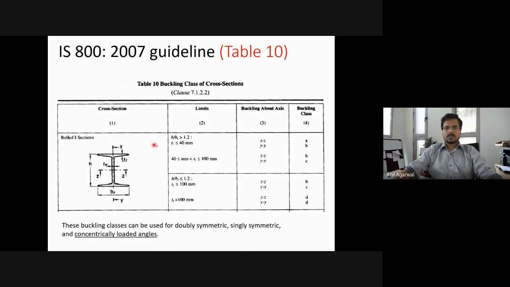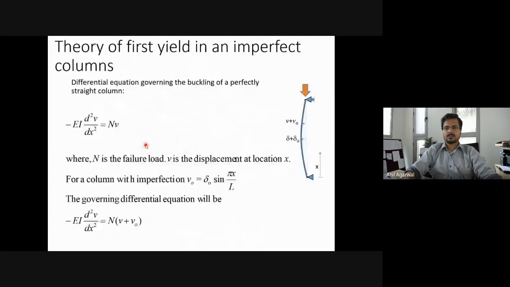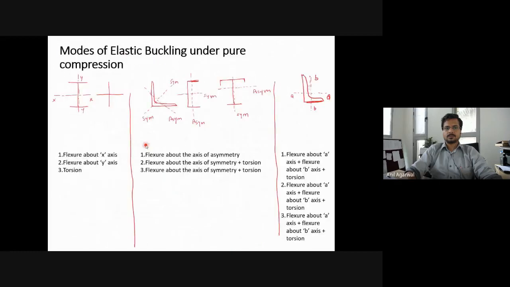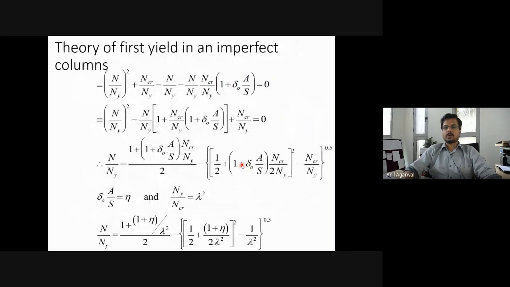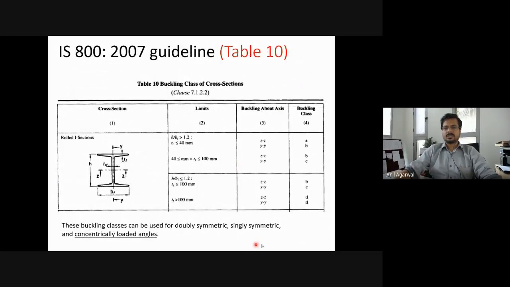Now the code says somewhere, I have to check again, that it can be used even for singly symmetric cross sections. Now we had discussed in the past that these kind of cross sections are singly symmetric cross sections, right? So they can undergo flexure about the axis of asymmetry, but they can also undergo flexural torsion about the axis of symmetry. Okay. However, the code allows us to use this equation, which is derived only for flexural buckling, not flexural torsion. Doubly symmetric and even singly symmetric.